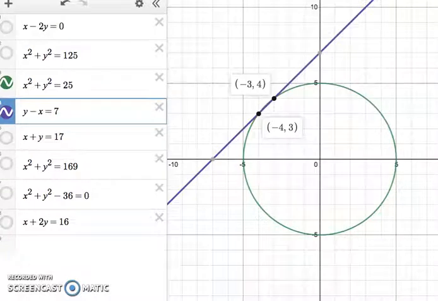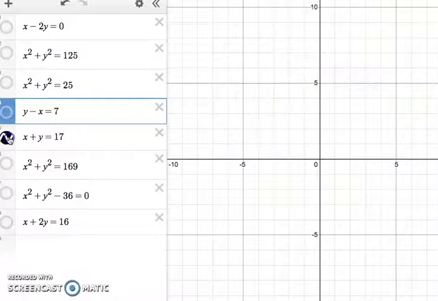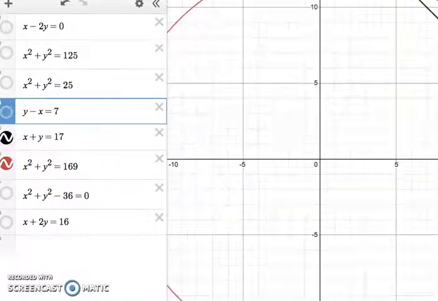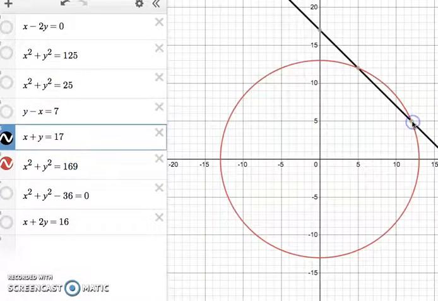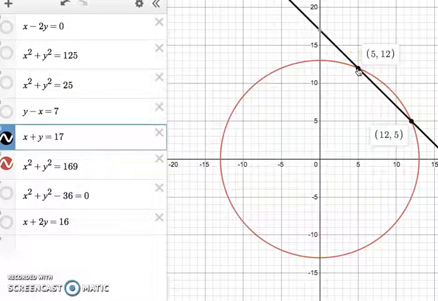If we were to check our work using Desmos, here's part A of number 2. You can see we got -3, 4 and -4, 3. And here's part B of number 2. You can see the points of intersection are 5, 12, and 12, 5.